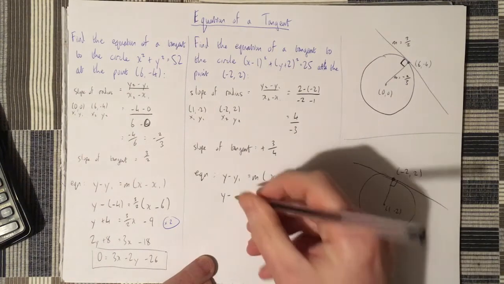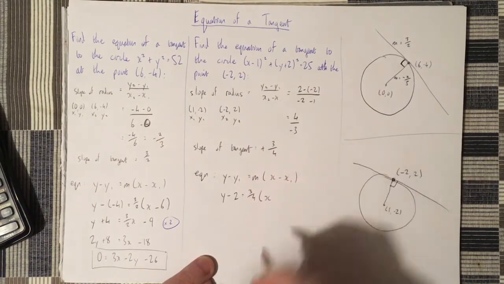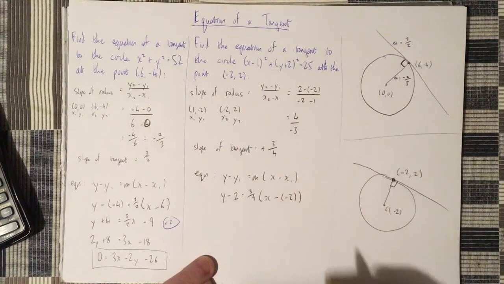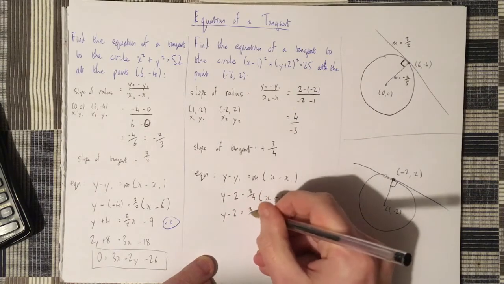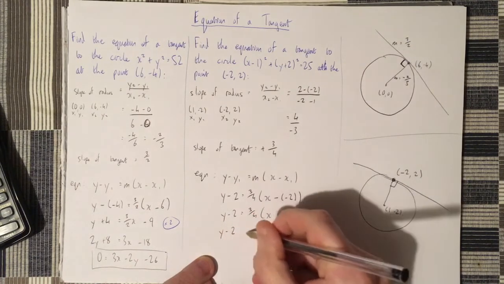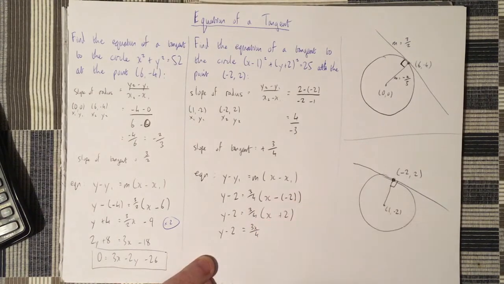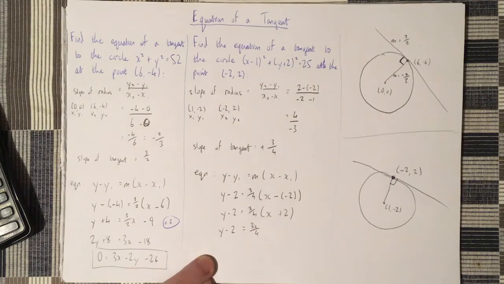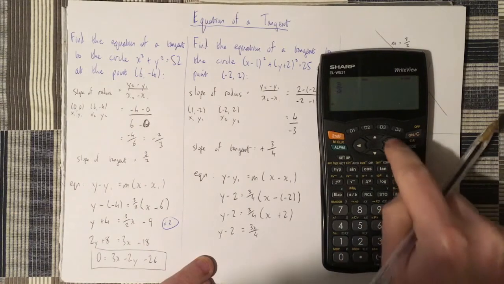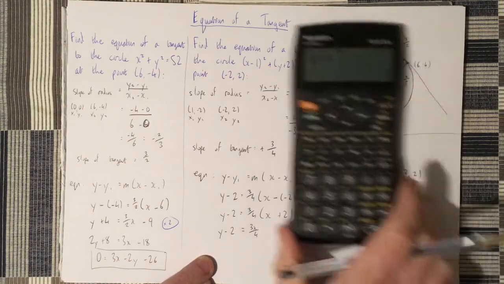So y minus 2 is equal to, what's my slope? 3 over 4 on x minus minus 2. So y minus 2 equals 3 over 4 on x plus 2. So y minus 2 is equal to, just multiplying it out, 3 over 4 by x is 3 over 4x, or else 3x over 4 is another way of writing it. 3 over 4 multiplied by 2 is 6 over 4. If you want to do it on the calculator, 3 over 4 multiplied by 2 is 6 over 4, or 3 over 2, or 1.5, any way you want to write it.